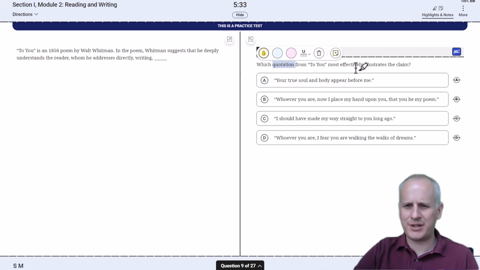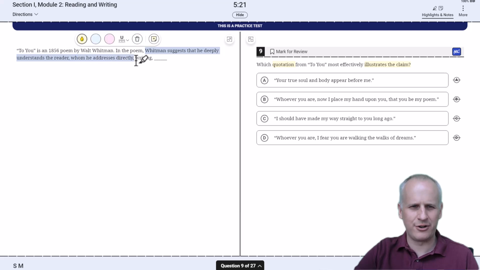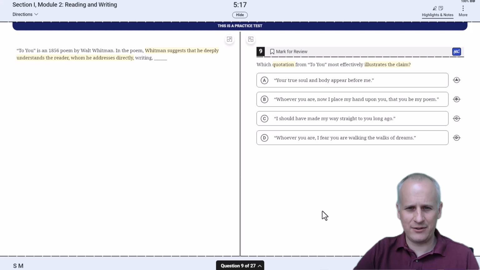Here we're looking for a quotation to illustrate whatever the claim is on the left-hand side. So we need to figure out the claim first, which is simply that in the poem, Whitman suggests that he deeply understands the reader whom he addresses directly. So that's us. So we need to find which of these answer choices is going to say, yeah, Whitman knows us. So choice A, your true soul and body appear before me. Well, it sounds like you know me then. So choice A seems pretty good.